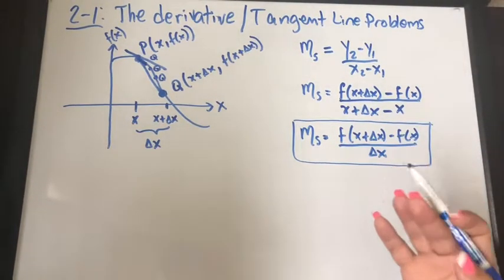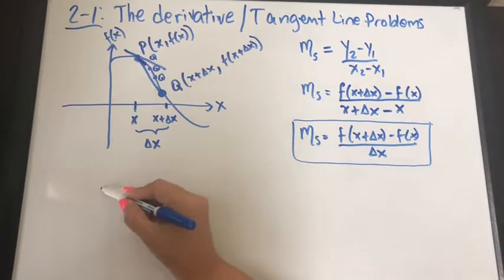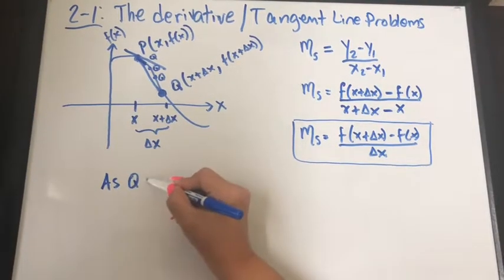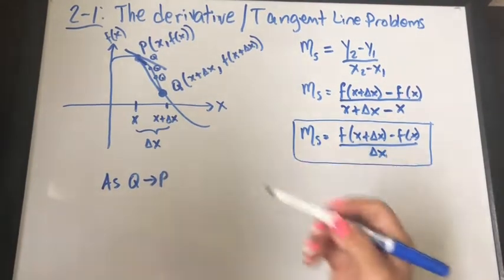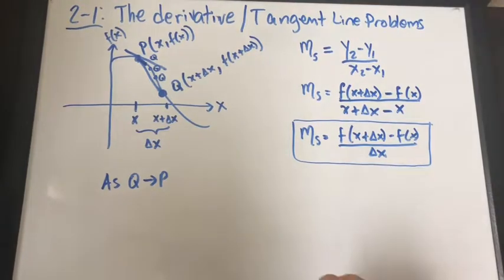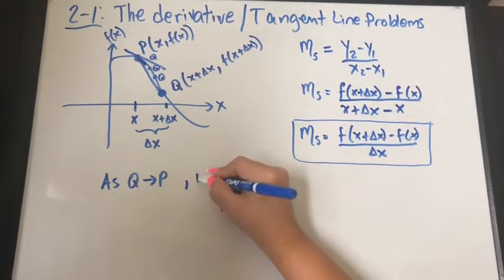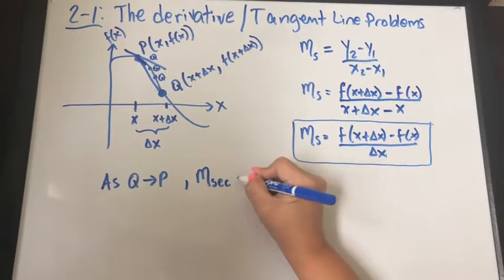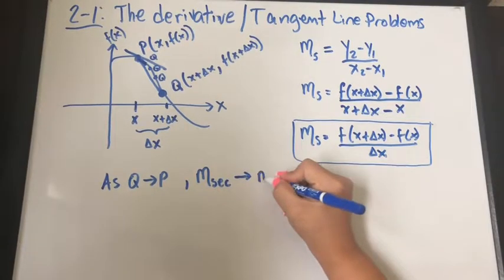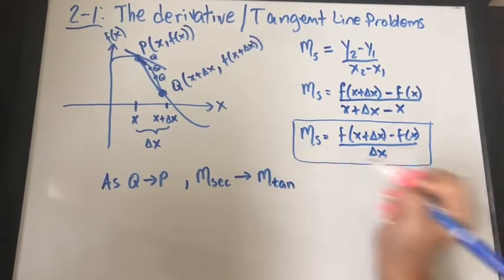How can I write it as a math notation? So I can say as Q approaches P, infinitely approaches, that means I want it to be very, very close. Then the slope of the secant line is also infinitely approaching the slope of the tangent line, right?